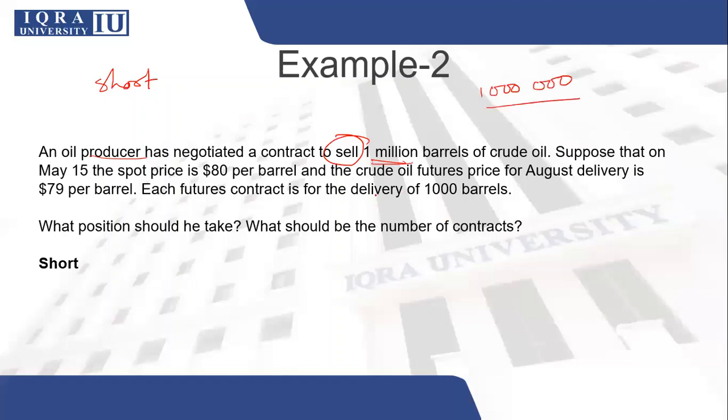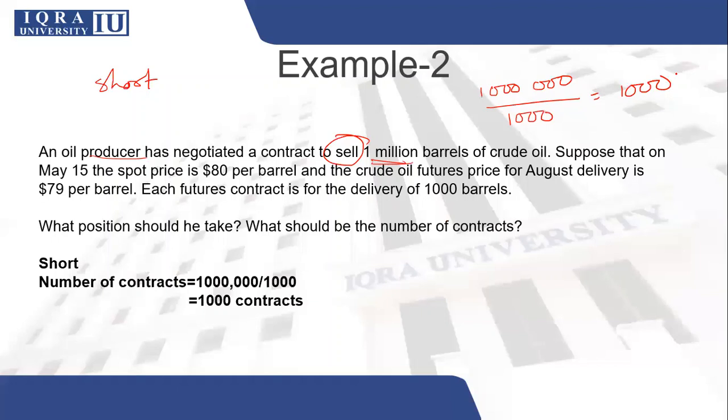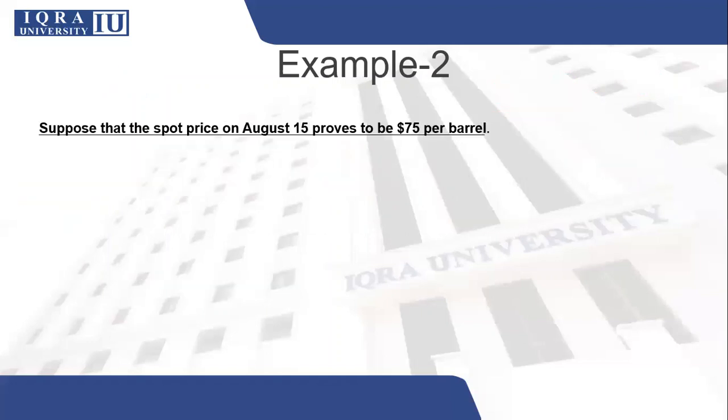And one futures contract is for the delivery of 1,000 barrels. So that means 1,000 contracts. He needs to short 1,000 contracts. Now again, what is the future price? The future price is set at 79 per barrel. Now the delivery month is over here.